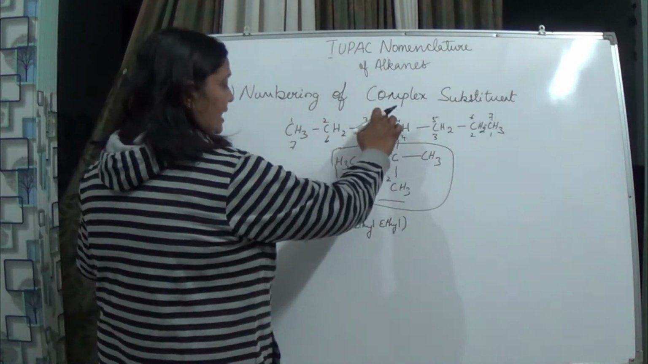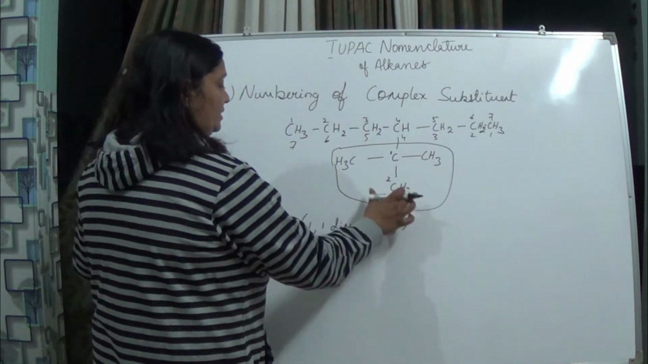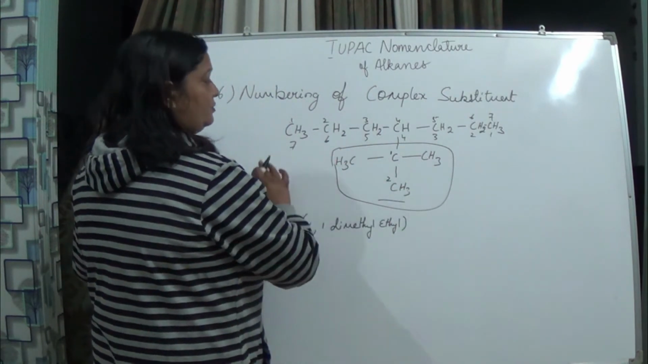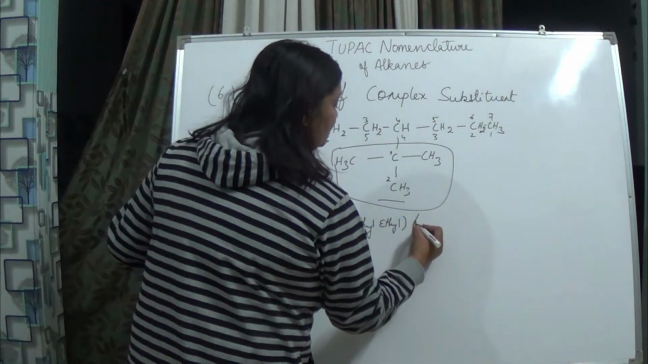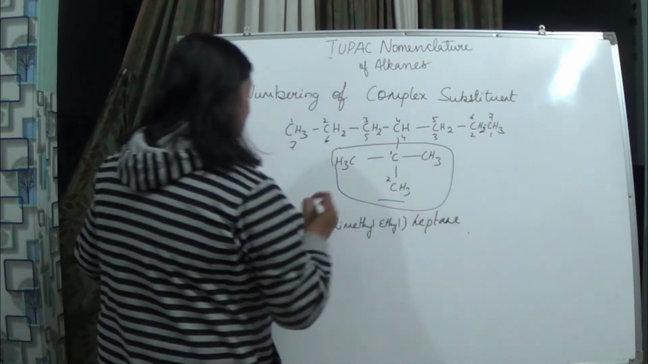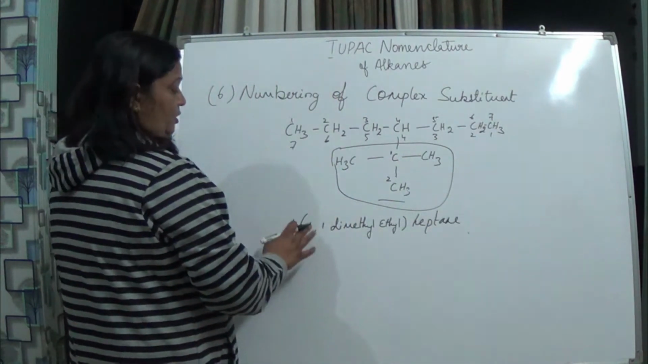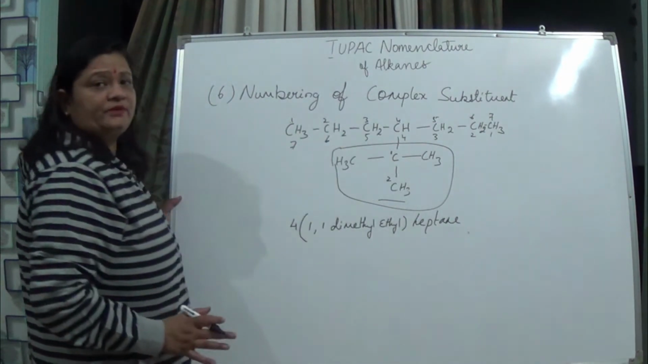We have written the branching and the sub-branching, and then you have to write the parent name. It is 7, so it becomes heptane. So it becomes 4 in the parenthesis or bracket, 1,1-dimethylethyl heptane.